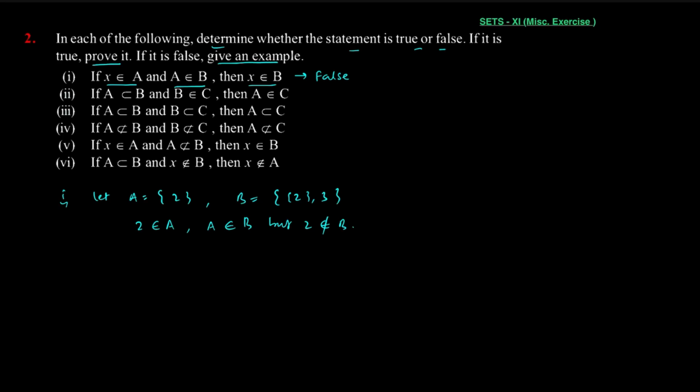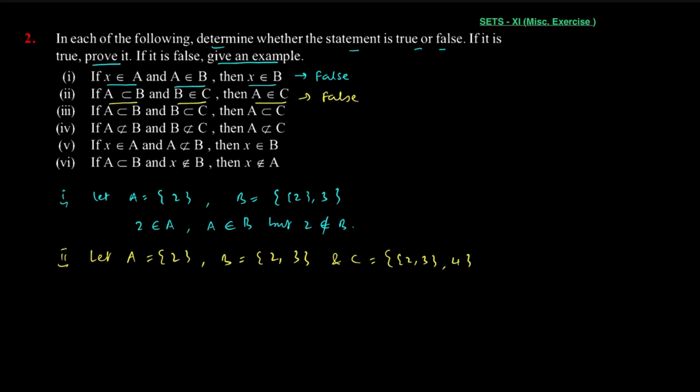Part number second, if A is a subset of B and B belongs to C, then A also belongs to C. This statement is false again. Let's give an example. Let us suppose we are given a set A, again with only one element, that's 2. We are given set B with elements 2 and 3. And we have another set C with elements 2, 3, which is a single element, and another element, that is 4. So here one can observe that A is a subset of set B and B belongs to C, but A does not belong to C.